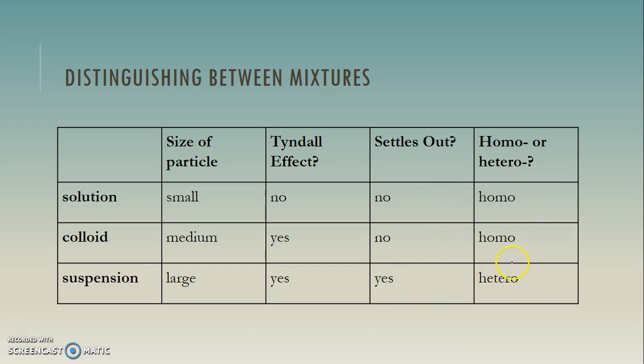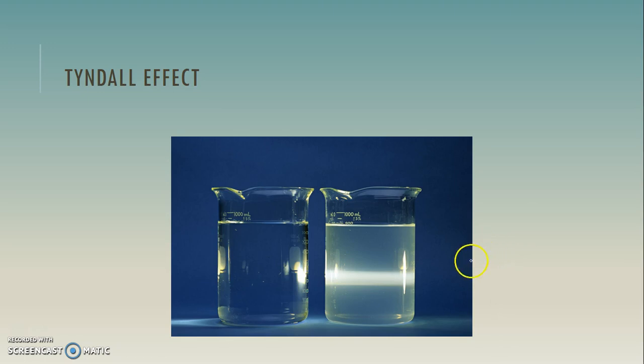Okay, so the Tyndall effect is where you shine a light through the mixture. And this beaker right here is showing you the Tyndall effect. The Tyndall effect is when you can see the beam of light. So this beaker, I know we see the light hitting the side of it right here, but if you look through it, there's no beam like there is on this side right here. If you see the beam of light, then that is demonstrating the Tyndall effect.